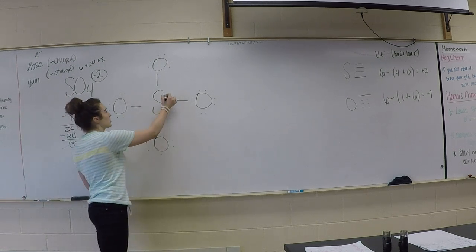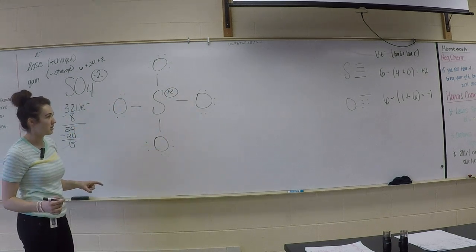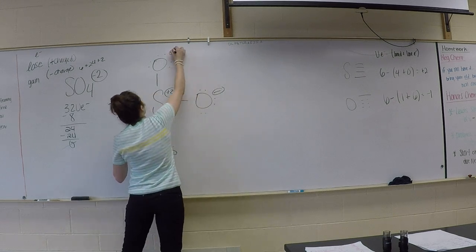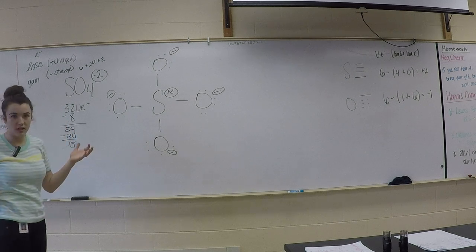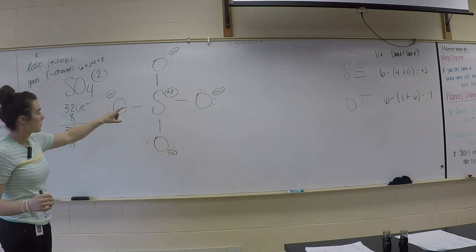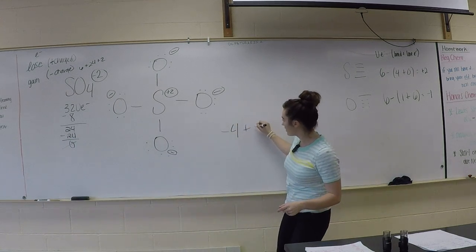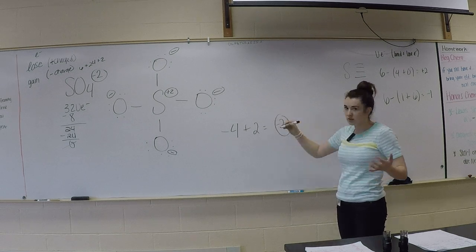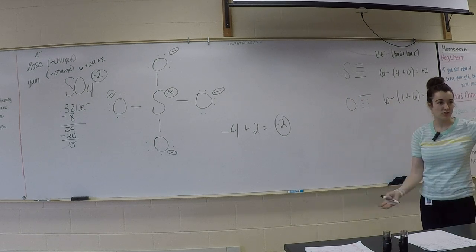So my sulfur is a positive 2 right now. And then what are all my oxygens? Negative 1, negative 1, negative 1, negative 1. Okay, so let's add all these charges up and first see, do they add up to negative 2? So negative 4, 1, 2, 3, 4, plus how many? 2. So what's our overall charge? Negative 2. Okay, good. We have an overall charge of negative 2. But every single atom has a charge on it.